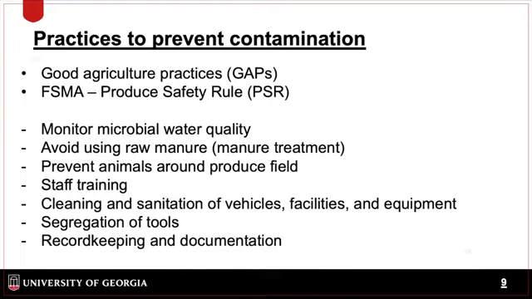Then avoid using raw manure on produce food. Raw manure can harbor a lot of pathogens and they can be transferred to the produce when applied to the soil. So make sure that you're using properly treated manure. When I say properly treated manure, I mean those treatments that are scientifically validated, not just stockpiling and saying that it was compost. So you have to make sure that the manure is being properly treated.